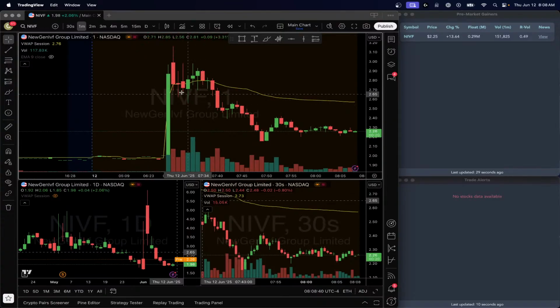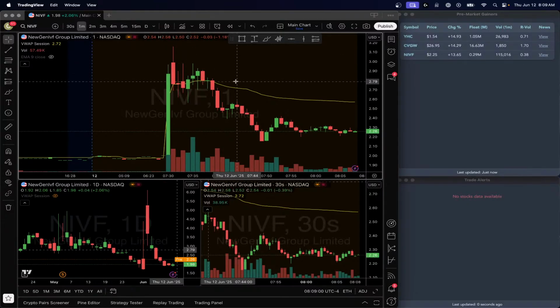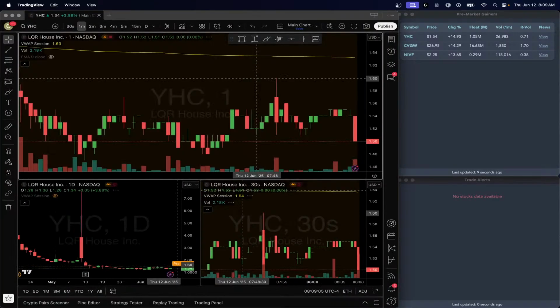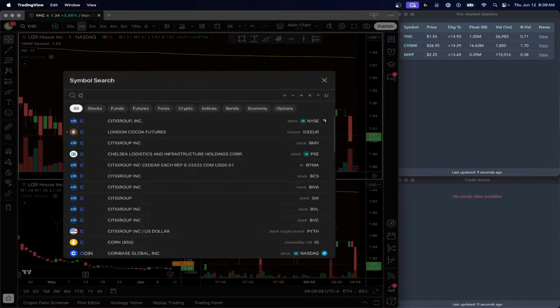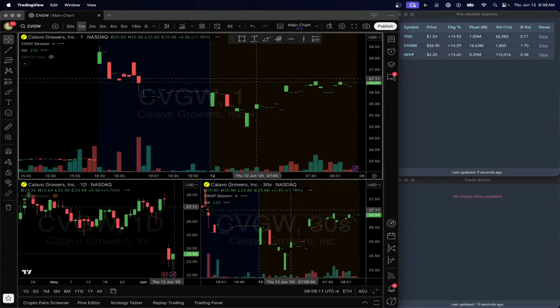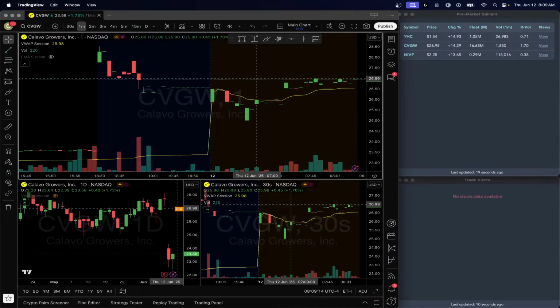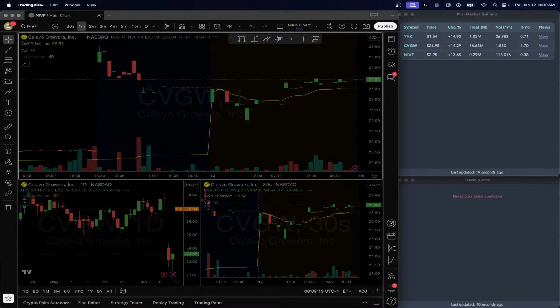What I mainly look for is a pullback, maybe a 1-2 bar pullback, 3 at the most, and then I look for an inside bar, and then I look for a break of that inside bar, and then a run up and try to get some money. Like YHC showed up. YHC. See, there's volume coming in there. CVGW. There's not much volume. It's over 1,000, but there's nothing there. NIVF.